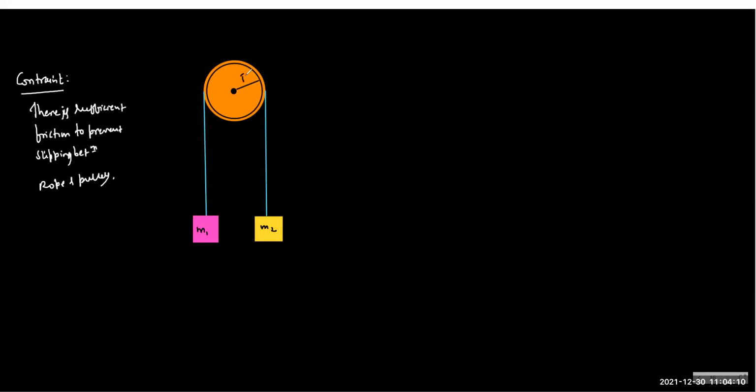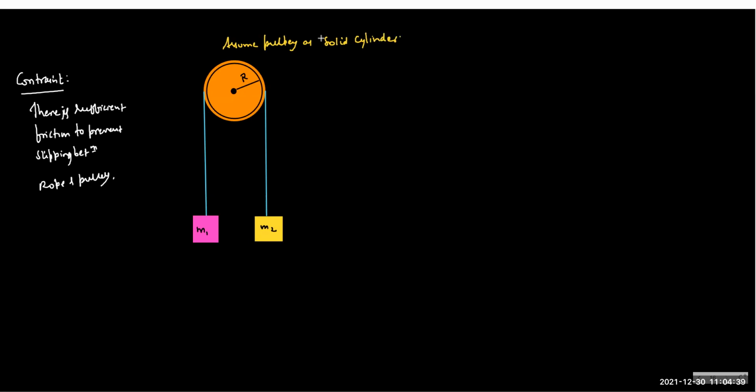So this pulley is like a body of radius r. Sometimes they say to assume it as a cylinder. So assume the pulley as a solid cylinder. Now, what does it mean?